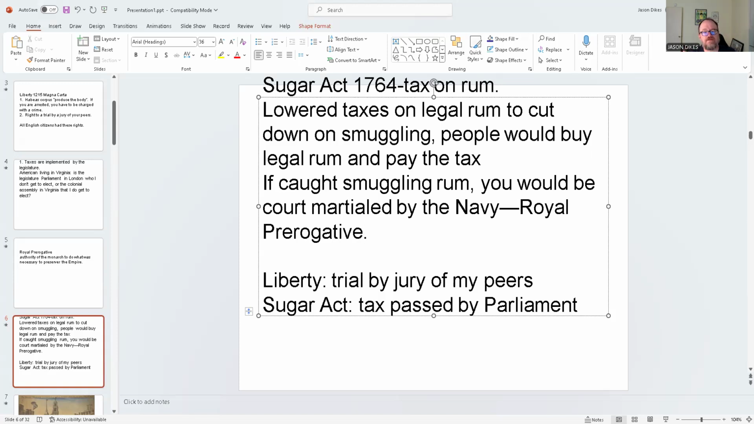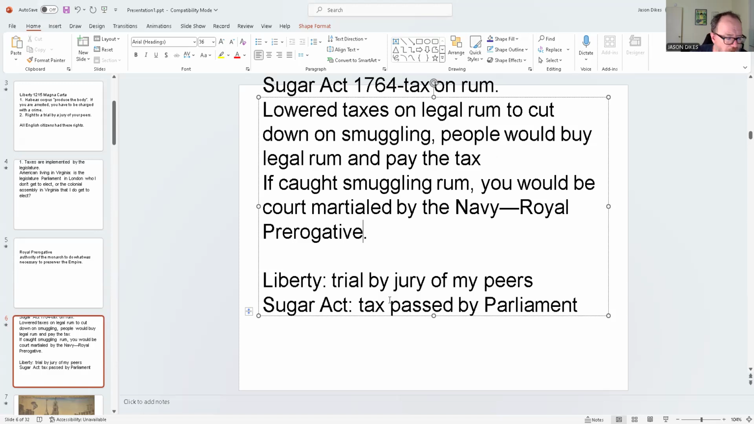The monarch needs to maintain taxes to maintain the empire. That's going to clash with my rights to a trial by jury. Okay? Both are technically correct. The monarch's argument is correct, but so is an English citizen's argument. You can have both arguments be correct at the same time. Our own Constitution has parts where it clashes, often depending on which side of the argument you're on, as to which side you're going to come down on.